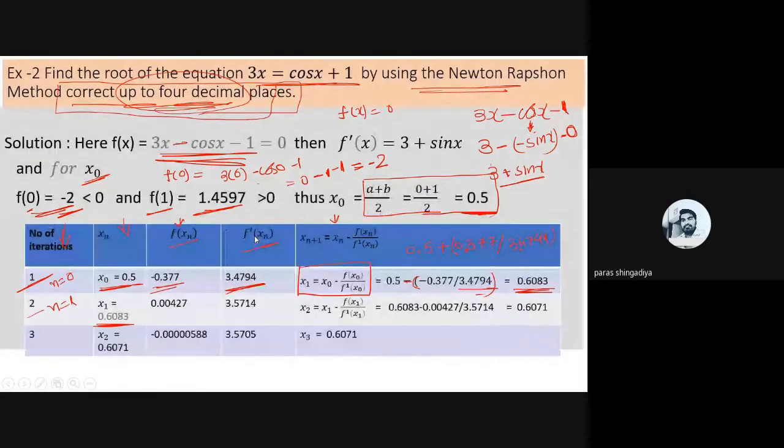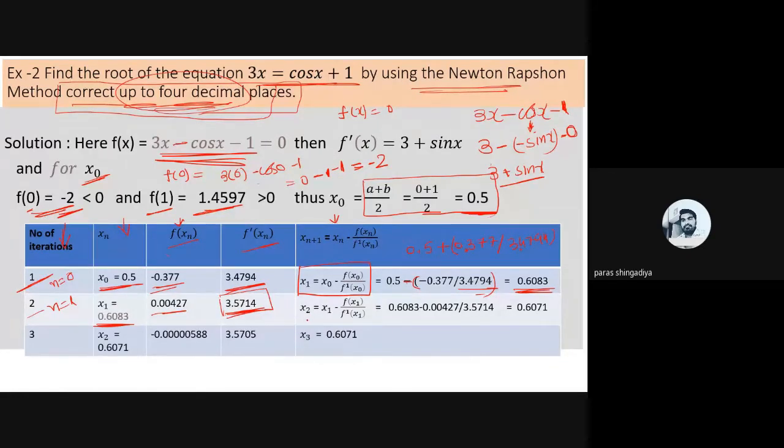Okay, so this is the value that we will consider as the function output at 0.6083. Now verify this one, 3.5714, that is the derivative output at 0.6083. The derivative of f(x) is 3 plus sin x, so 3 plus sin of 0.6083 will be 3.5714. You will get this value 3.5714 as the value of f dash of x1.